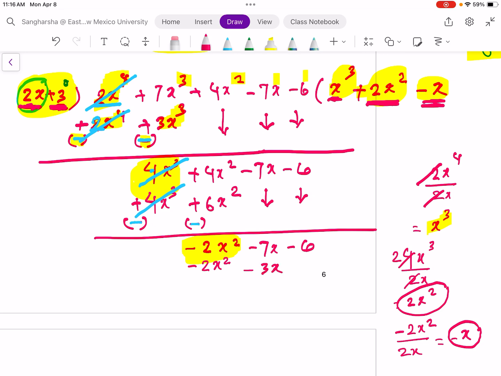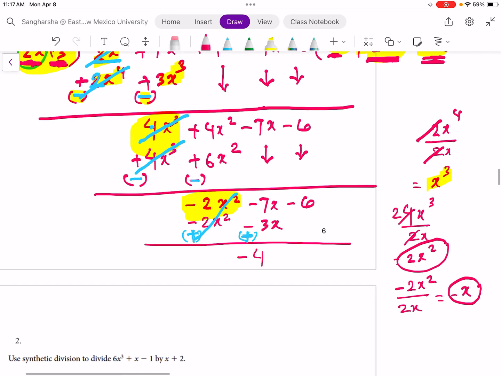Now you change the sign of each term. So this negative 2x squared changes into positive 2x squared. Negative 3x changes into positive 3x. So negative 2x squared and positive 2x squared, this is 0. Negative 7x, positive 3x, you are using the new sign, after changing. Negative 7x, positive 3x, that is negative 4x. Now we have this term left, we drop this, which is negative 6.